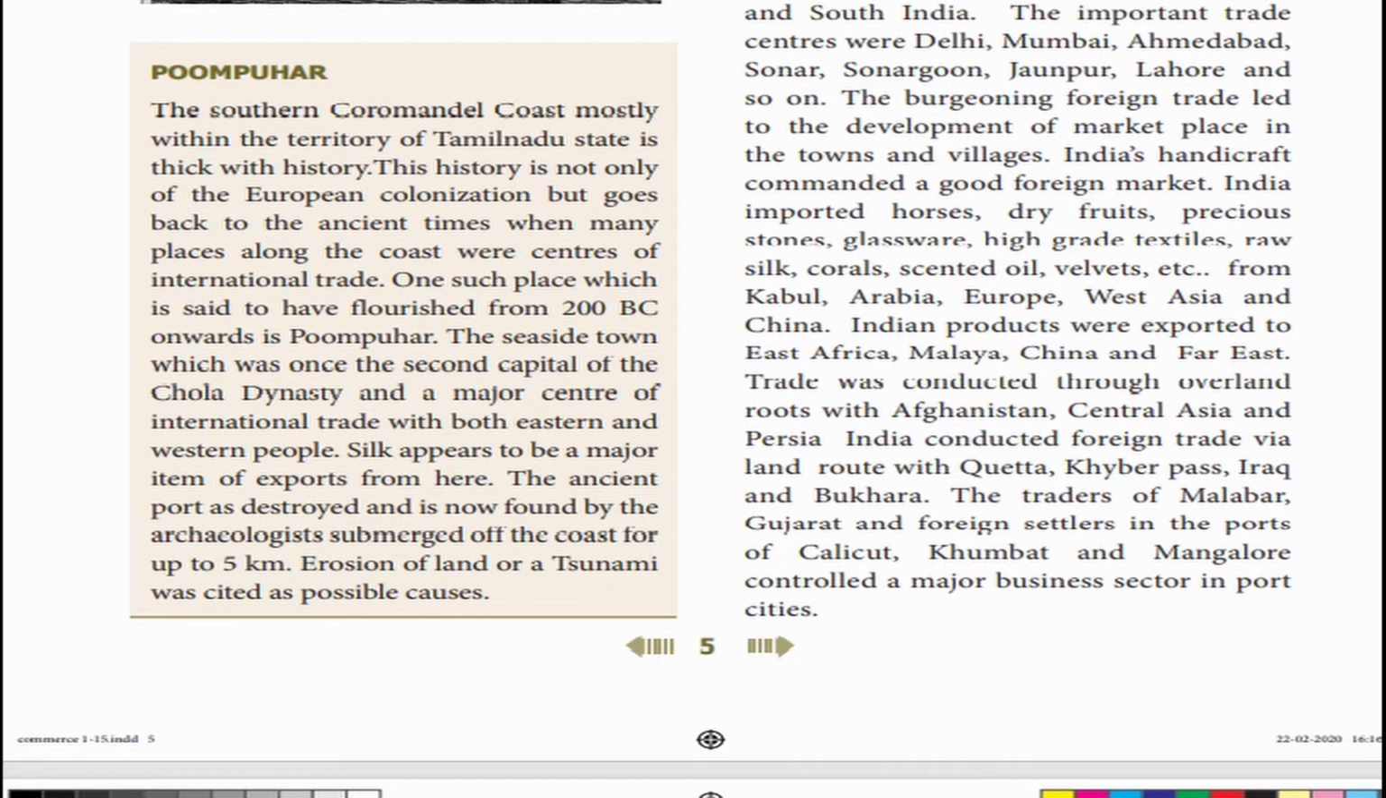Trade was conducted through overland routes with Afghanistan, Central Asia, and Persia. India conducted foreign trade via land routes with Kuta, Khyber Pass, Iraq and Bukhara. The traders of Malabar, Gujarat and foreign settlers in the ports of Calicut, Cambay and Mangalore controlled a major business sector in the port cities.